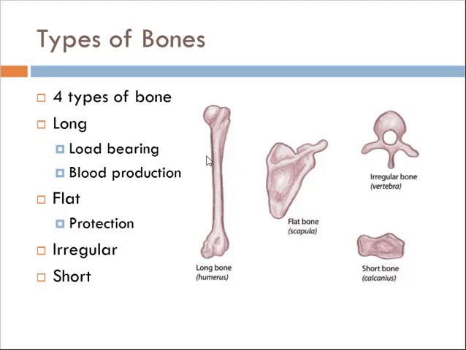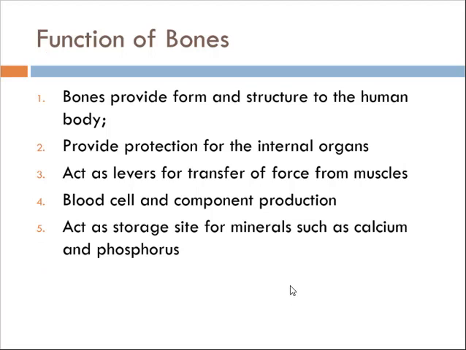The one unique aspect here is that the long bones, because of the bone marrow, are where your red blood cells are produced. The other bones don't have that level of blood production, but they do serve as a deposit for minerals and anchors and levers for muscles to pull off of. Here are your 5 functions of bones, which you can go through and read.